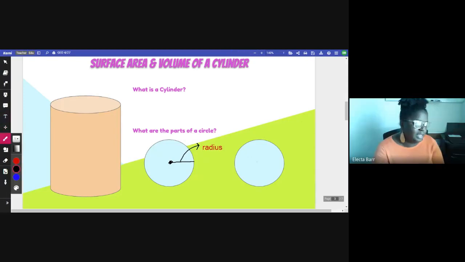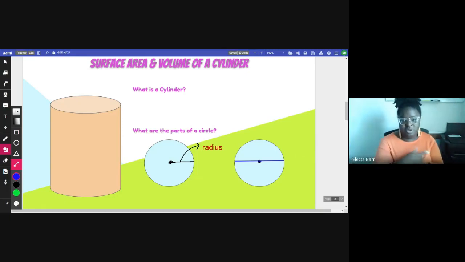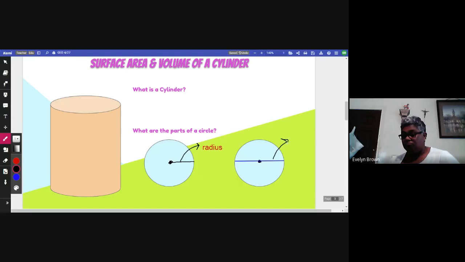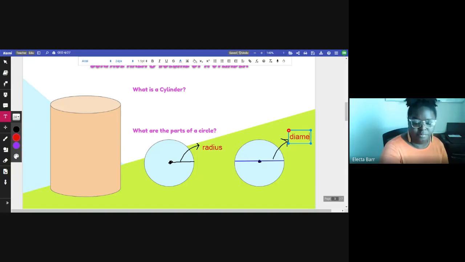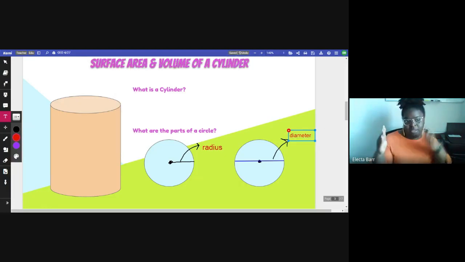Now, let's say I have my center again, but this time I draw a line that goes through the center, from one end to the other end of the circle. In that case, we call this our diameter. Okay, so this is called our diameter. Your diameter is literally going from one end to the other end.